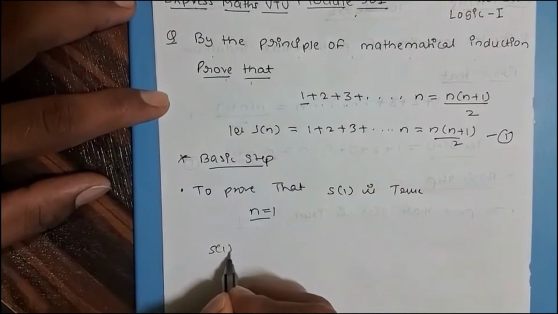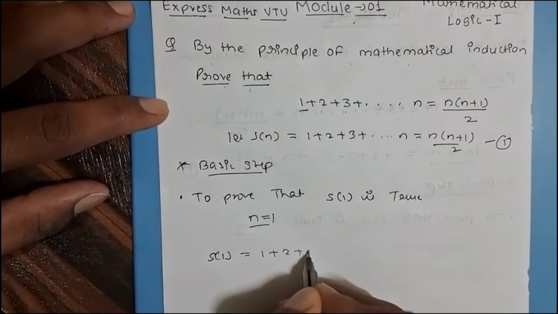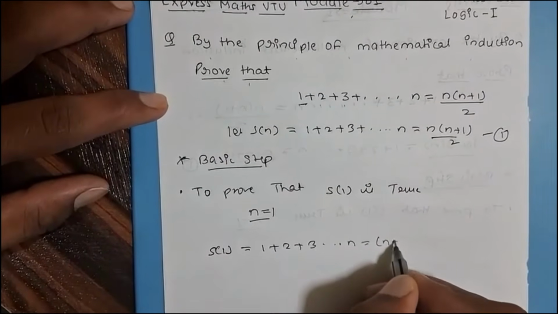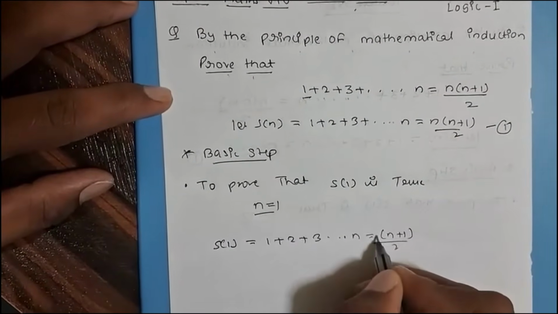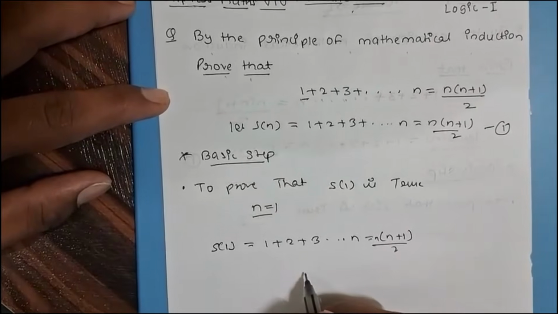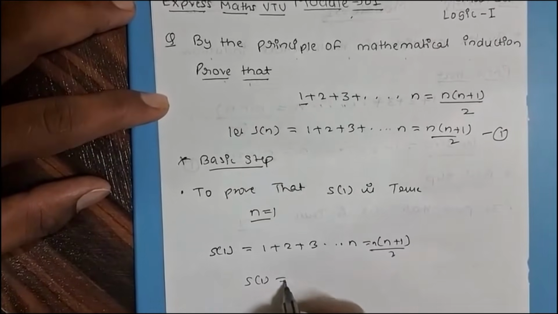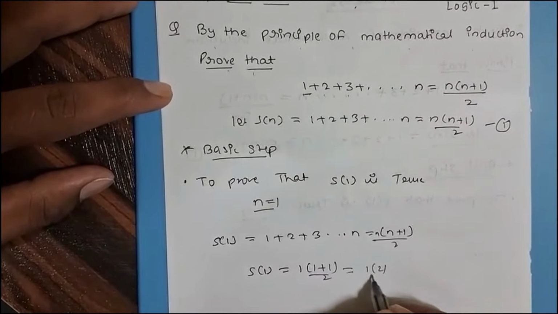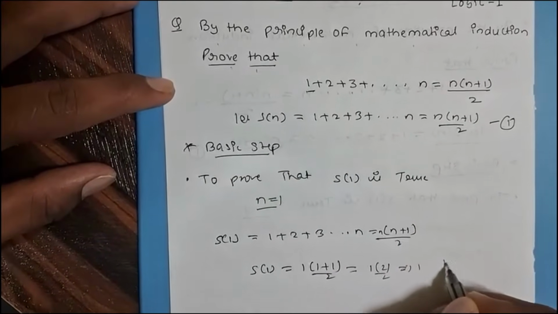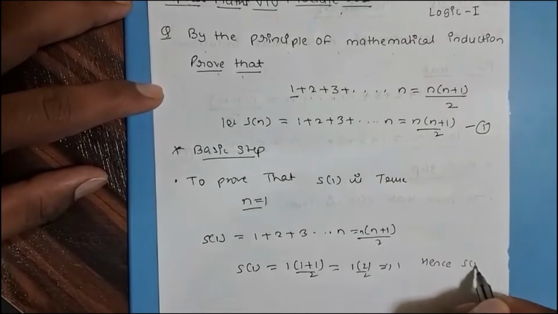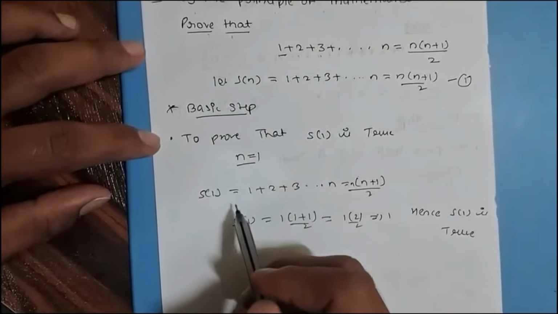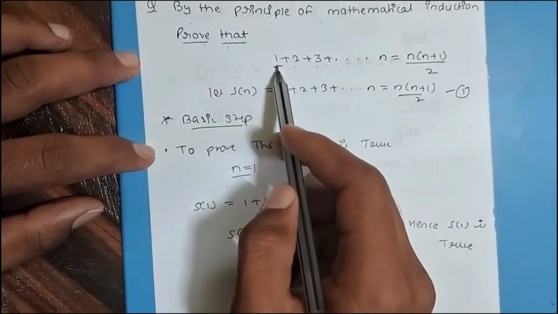So S(1) = 1 + 2 + 3 up to n = n(n+1)/2. So S(1) equals 1 into (1+1)/2. So 1 into 2 by 2 equals 1. Hence S(1) is true. So our first condition is satisfied. S(1) equals 1, the initial value of the equation is 1.